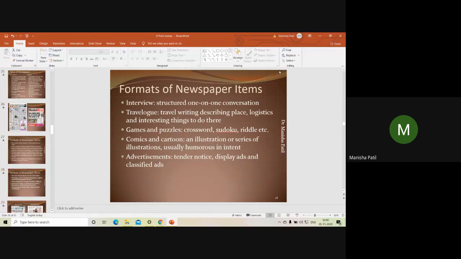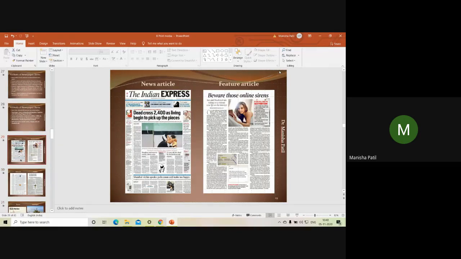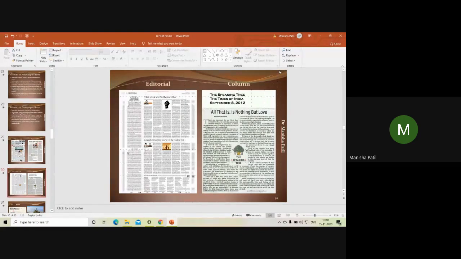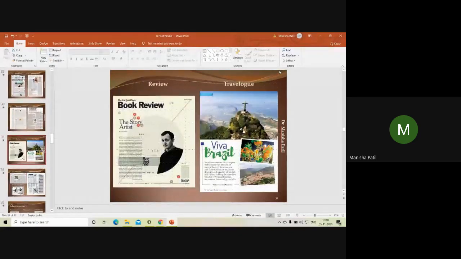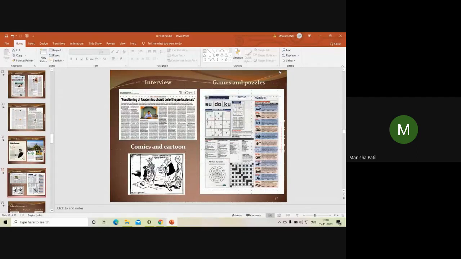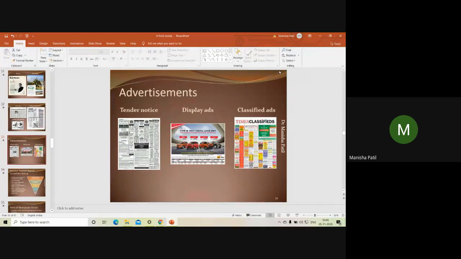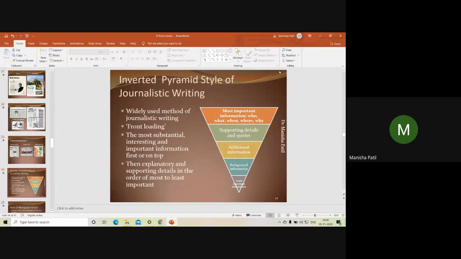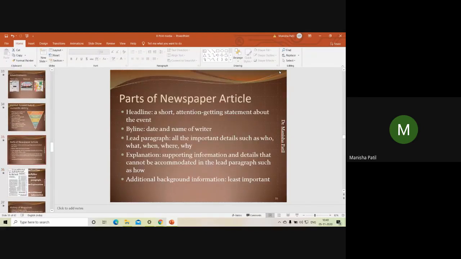So there are 10 formats. You can see over here: news article, feature article, editorial column, review and travelogue, interview, games and puzzle, comics and cartoon, and finally, advertisements. Next, we have the inverted pyramid style of journalistic writing, where you have parts of newspaper articles such as headline, byline, lead paragraph, explanation, and additional background information.